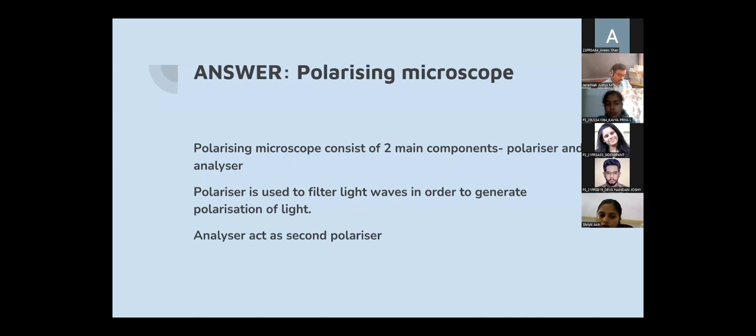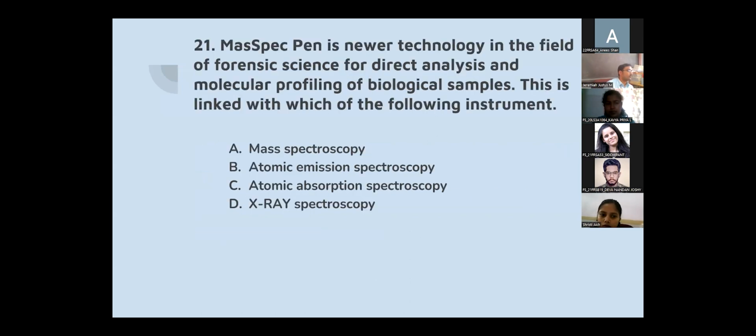Polarizing microscope consists of two main components, polarizer and analyzer. Polarizer is used to filter light waves in order to generate polarization of light. Analyzer acts as a second polarizer.